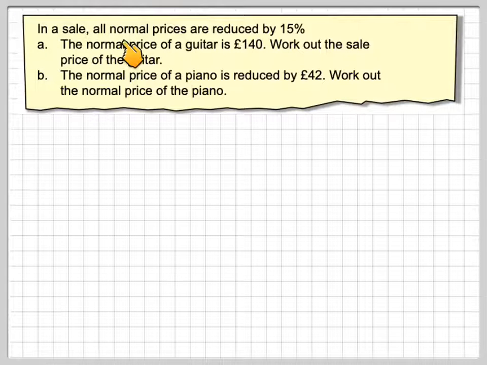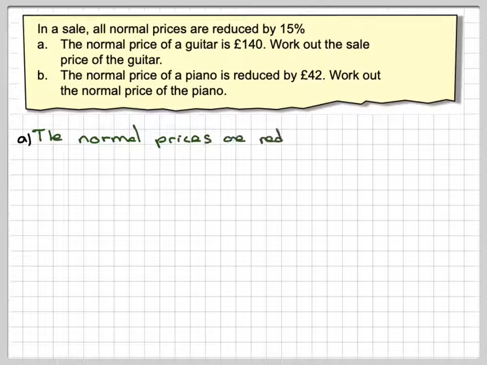In a sale, all normal prices are reduced by 15%. The normal price of a guitar is £140. Work out the sale price of the guitar. The normal price of a piano is reduced by £42. Work out the normal price of a piano.